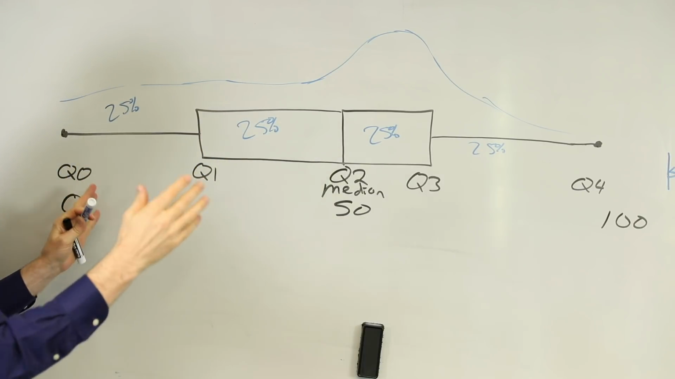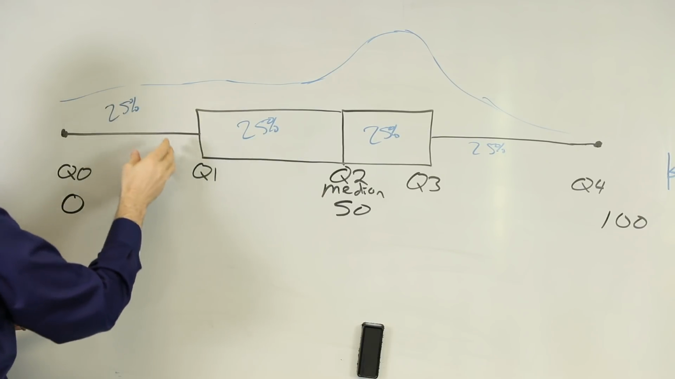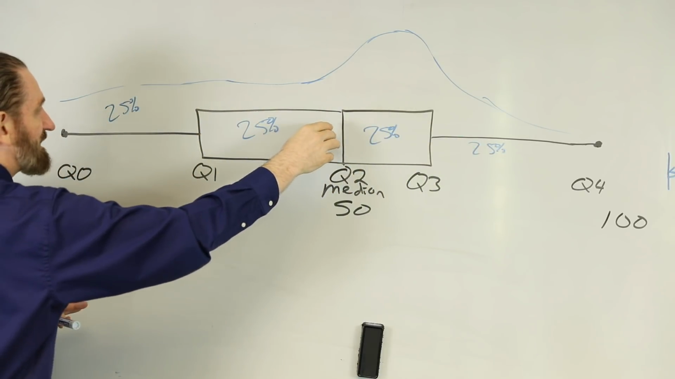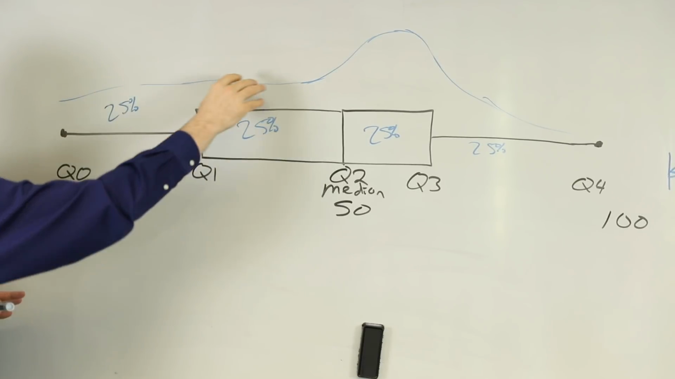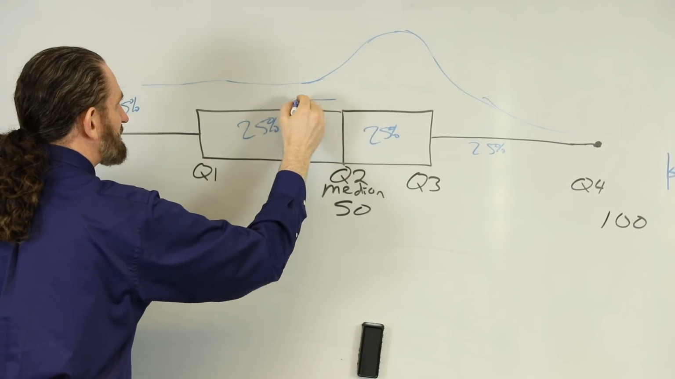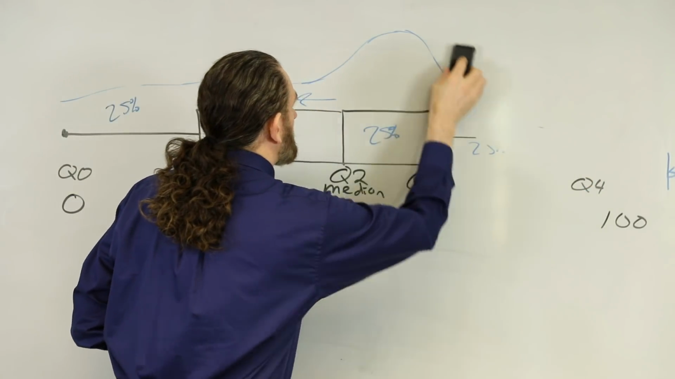If we surveyed 100 people, there would be 25% of them here. 25 people had given the scores here, 25 here, 25 here, and 25 there. But because these are spread out more, that push to the end is going to pull my mean this direction. Let me give you an example that's more extreme.